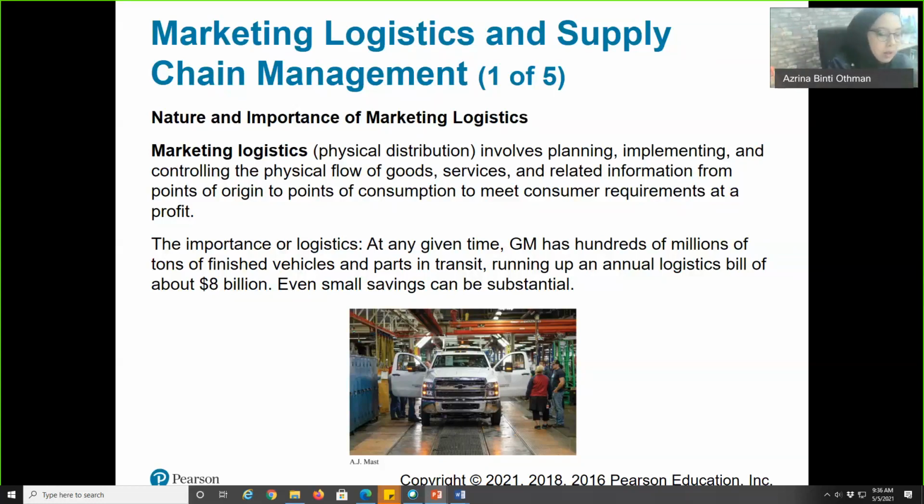So, bila kita ada marketing logistik, kita akan dapat flow of goods, services tadi and some of the related information that we want to deliver from your channel members, okay, to your customer, it will give the profit, it will provide values. Tak semestinya kita nak bagi saja produk tu, deliver produk tu saja kepada consumer, okay, tapi in return we want a profit, we want a profit. So this is the best thing about marketing logistic. Okay, marketing logistic. Alright.